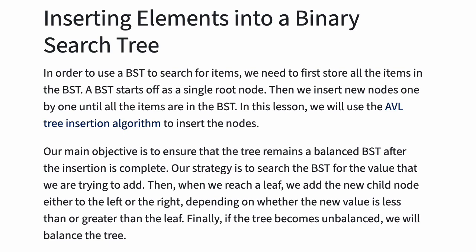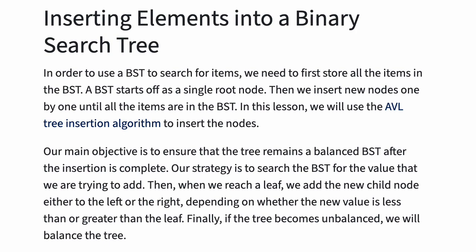In order to use a BST to search for items, we need to first store all the items in the BST. A BST starts off as a single root node. Then we insert new nodes one by one until all the items are in the BST. In this lesson, we will use the AVL tree insertion algorithm to insert the nodes. Our main objective is to ensure that the tree remains a balanced BST after the insertion is complete.